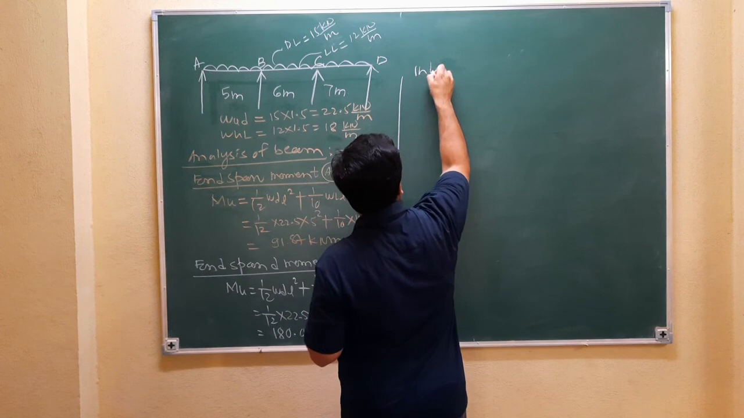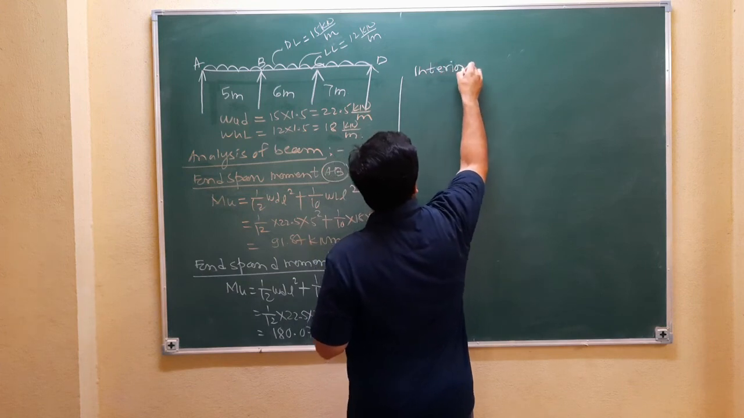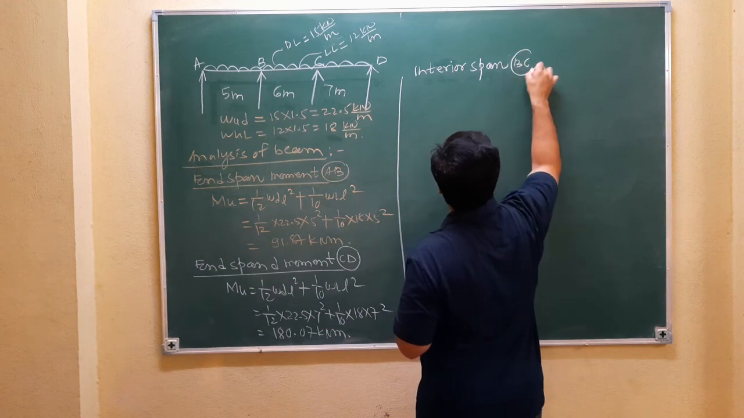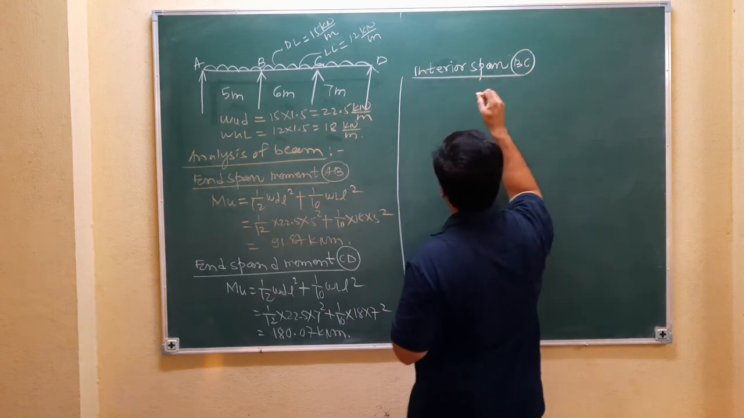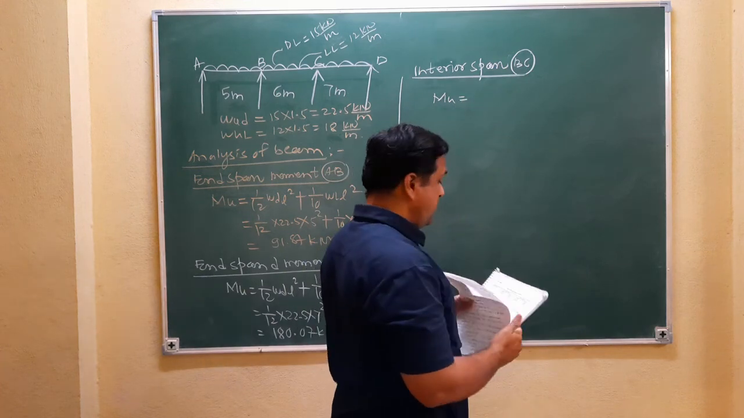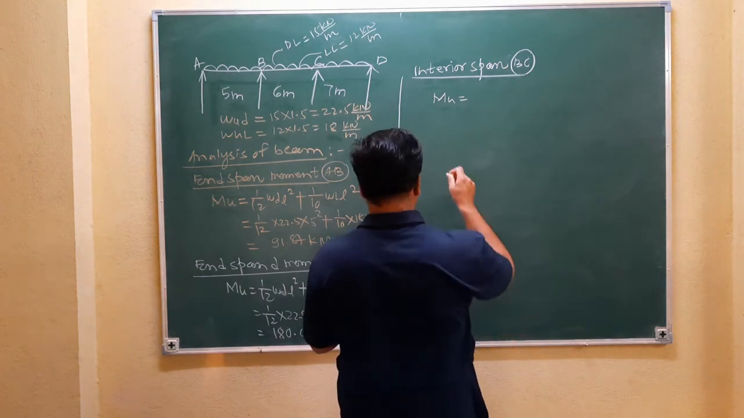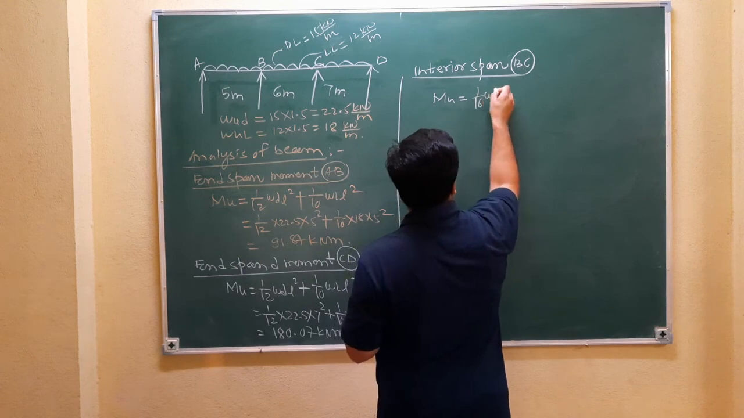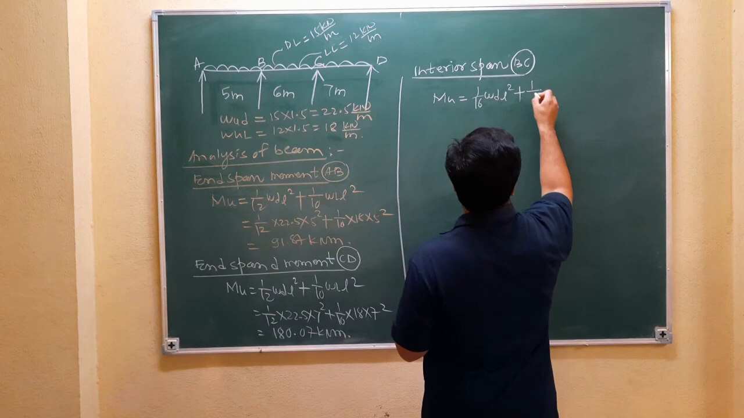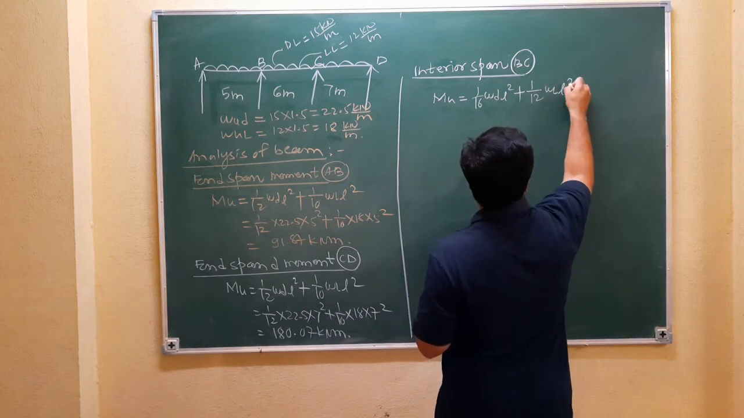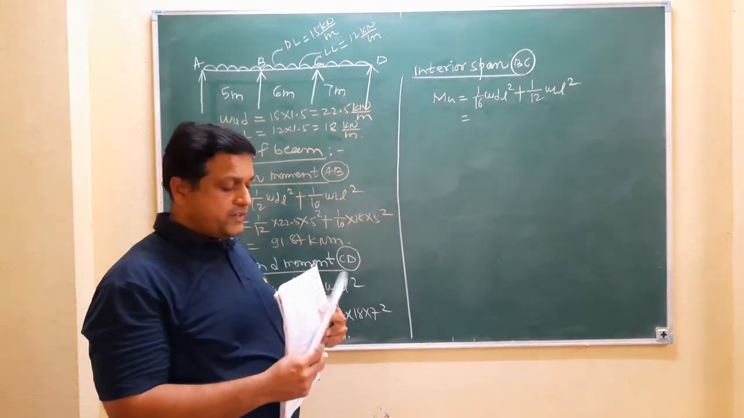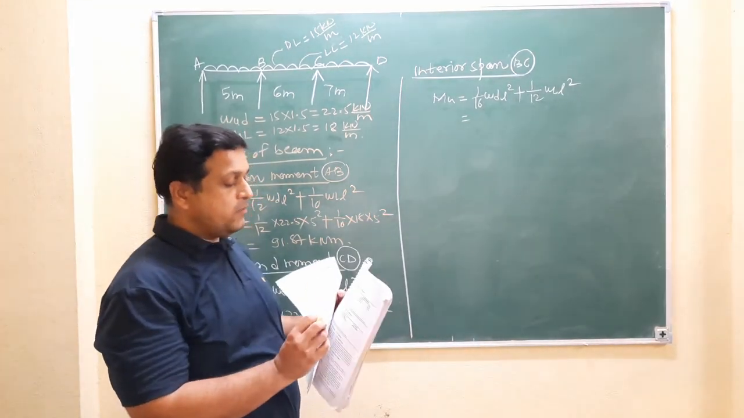Now, interior span BC. The moment for interior span BC, but the coefficients are different. The coefficients are 1 by 16 W dead L square plus 1 by 12 W live L square. Refer to these coefficient values in table number 12.